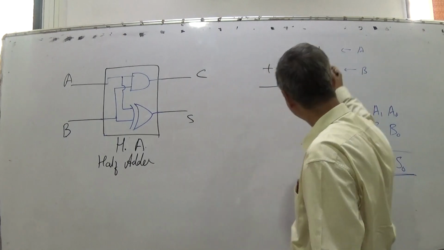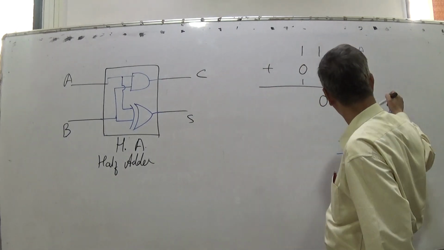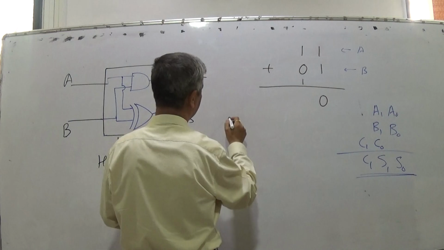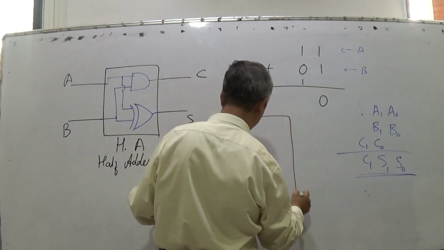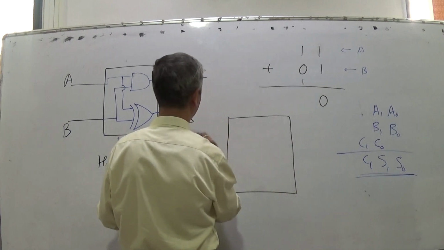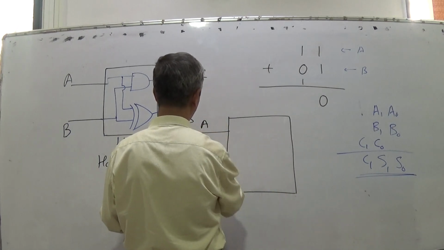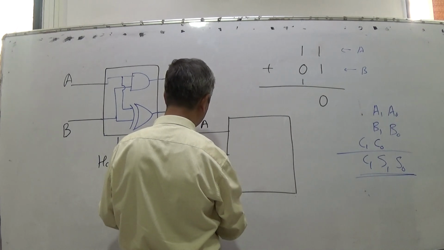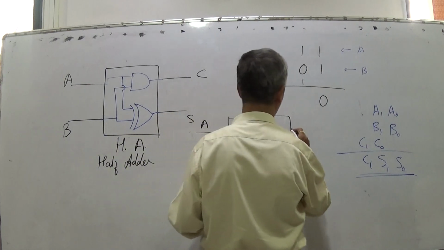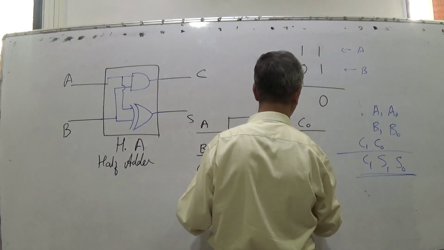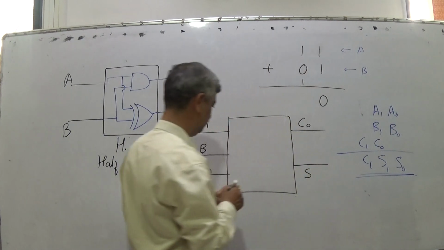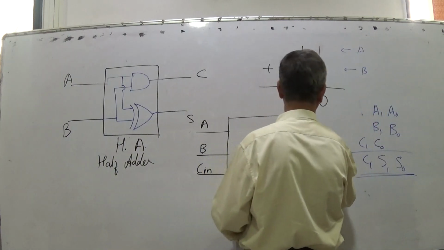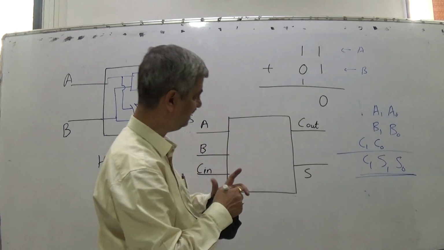So here I have to add A1, B1 and C0. So 3 bits are to be added. In that case, I want a full adder, wherein I have one bit of A, one bit of B, and now I give a name, C in, the carry coming from the previous one, and what I generate is C out and sum. I say C in and C out, so it creates clarity.